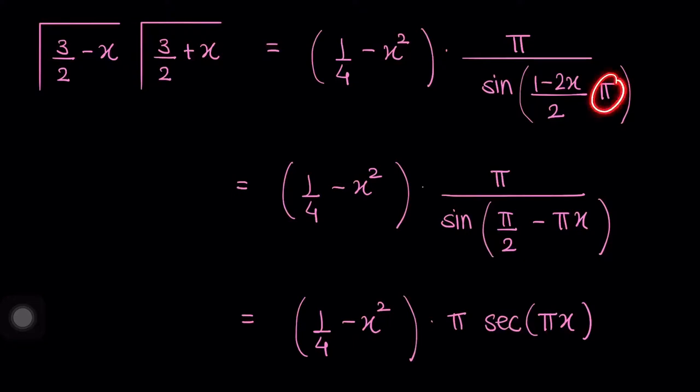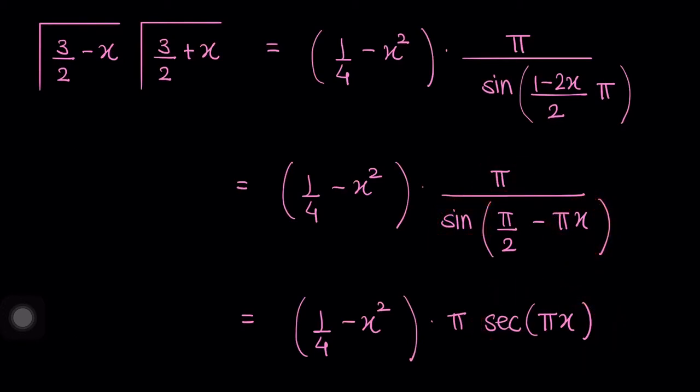So now if we multiply this pi inside, we will have sine of (pi by 2 minus 2x pi divided by 2), that is sine of (pi by 2 minus pi x). Now sine of (pi by 2 minus theta) is going to be cos of theta. So in the denominator we have cos of pi x, and 1 upon cos of pi x means sec of pi x. This pi will remain as it is.